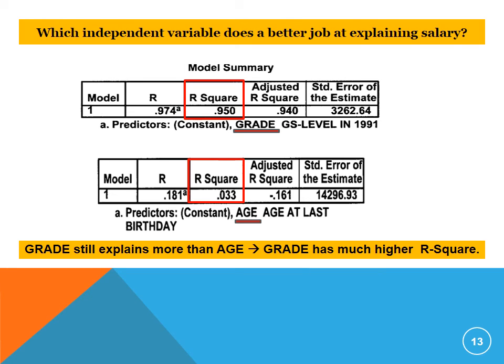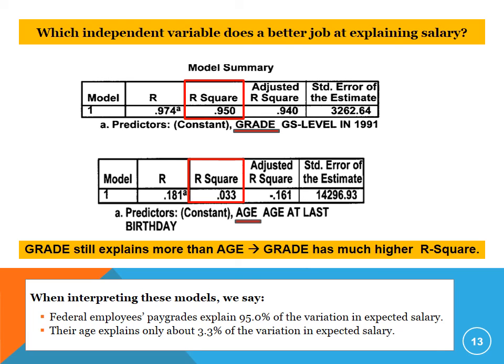So yet again, we see that no matter which of these numbers you look at, they should all tell you the exact same story. Whether you looked at SS regression, SS residual, or you're looking directly at the R squared, it should all tell you the same thing, that grade explains more than age. Okay? Just take a look at the interpretations I provided here, because this is the language that we want to use whenever we're talking about R squared. Federal employees' pay grades explain 95% of the variation, whereas their age only explains 3.3% of the variation.